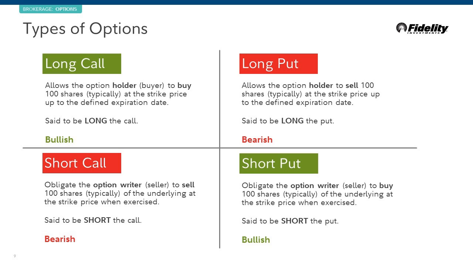Now let's move over to the other way that we can become a holder or long a contract. We could decide that we want to buy a put, which will allow us to, in this case, sell typically 100 shares at whatever strike price we choose. Remember, that is the share price that we would either be buying or, in this case, selling the stock at up to the defined expiration date.